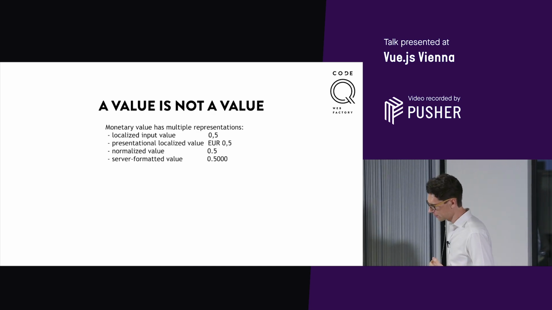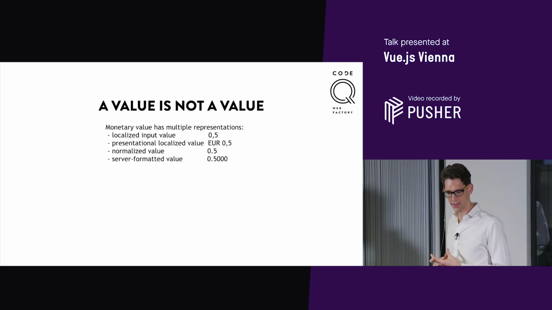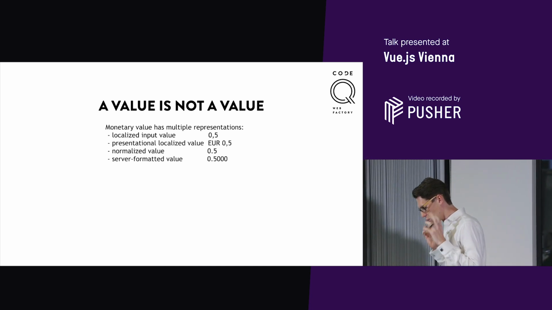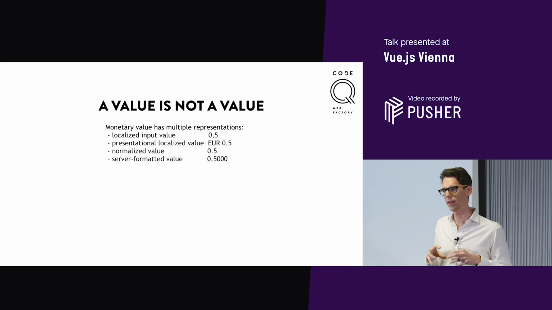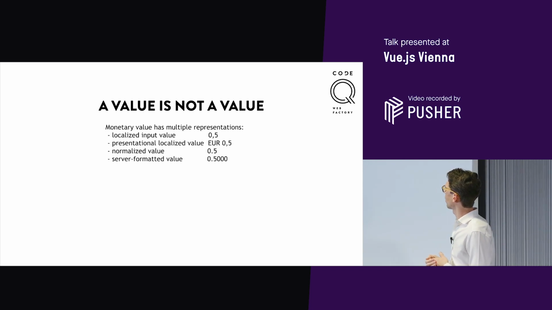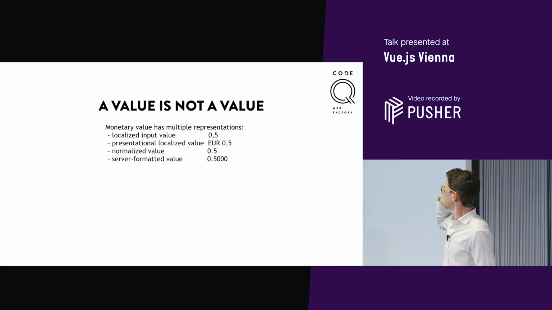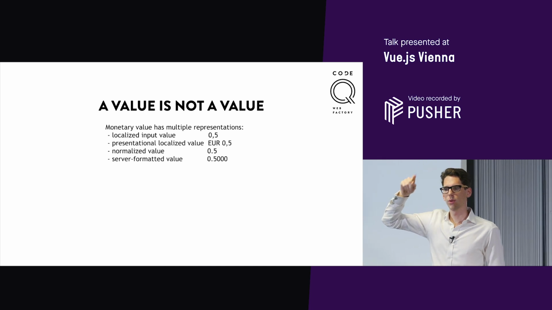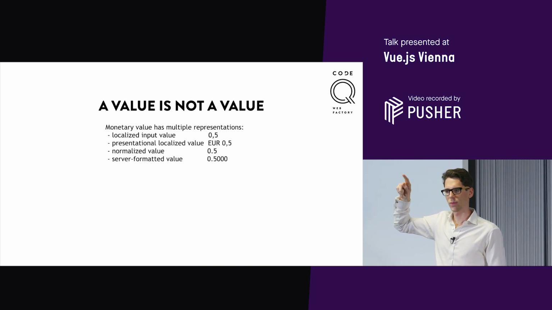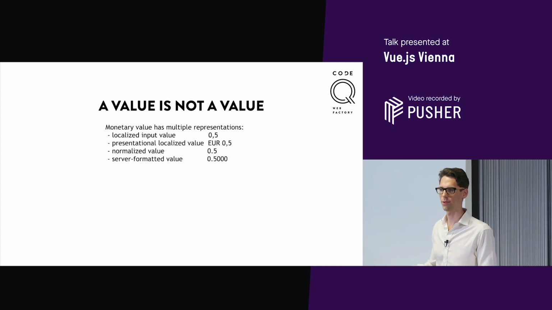To take a step back, what's actually the problem behind this is that we don't have one value. We have one value in different representations. If you take, for example, euro, a monetary value, in the input it might look like 0,5, which is the localized German way of typing a number.